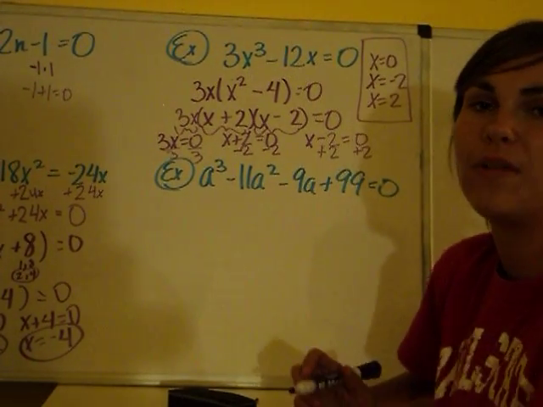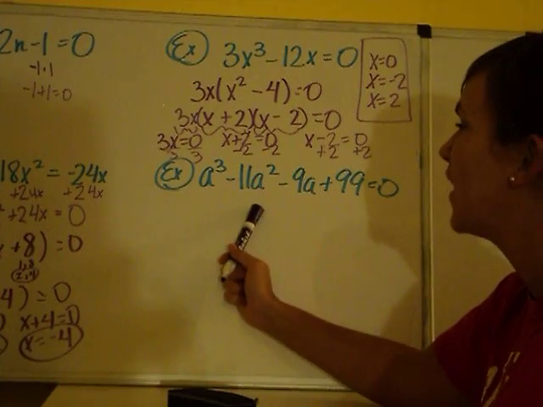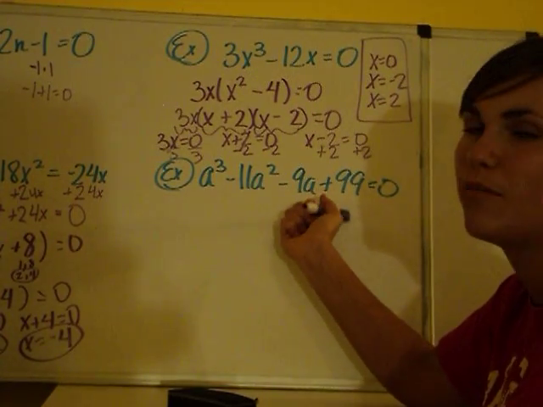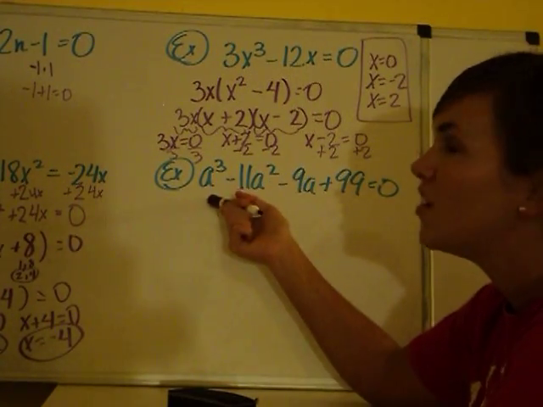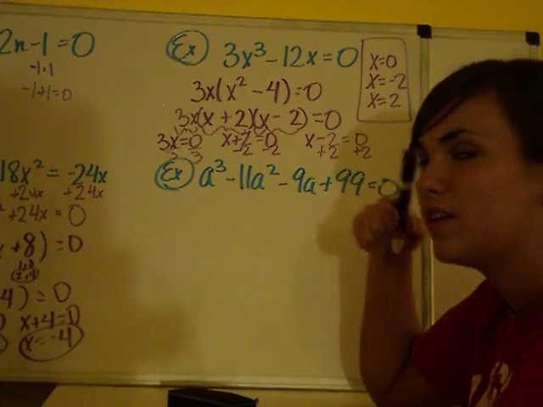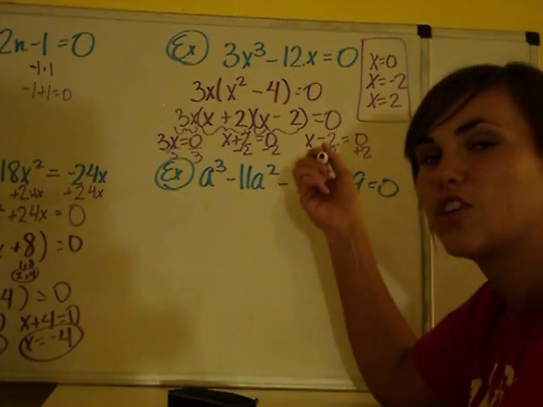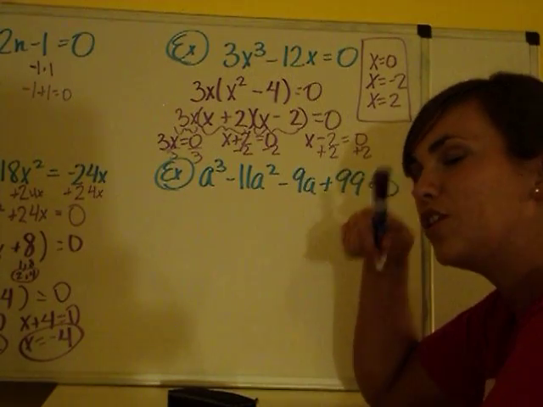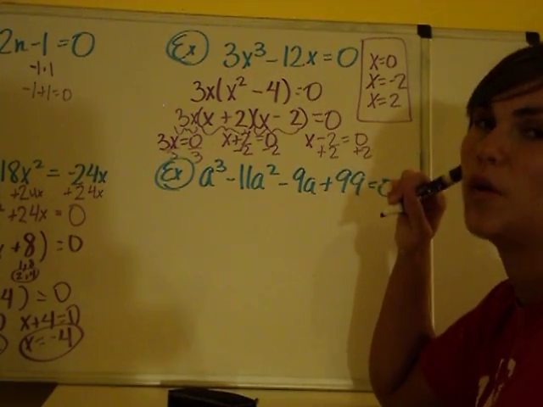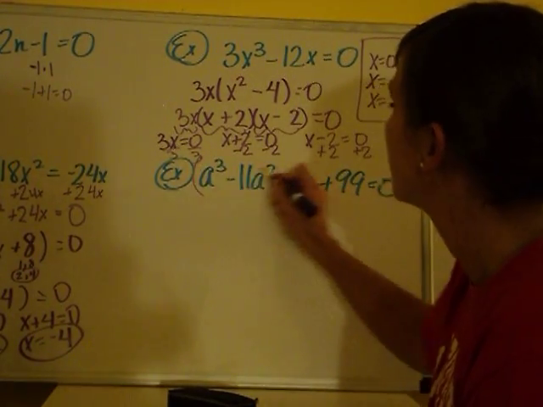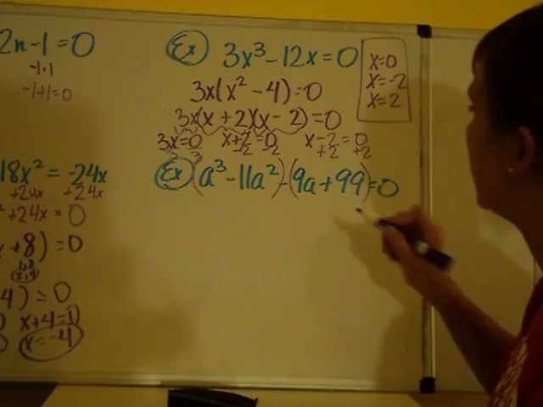What's going off in your brain right now? a cubed minus 11a squared minus 9a plus 99. Okay? If you saw the a cubed and something went off in your brain, good for you. If you saw the 4 terms and something went off in your brain, good for you. 4 terms means grouping. We're going to group these puppies and factor.